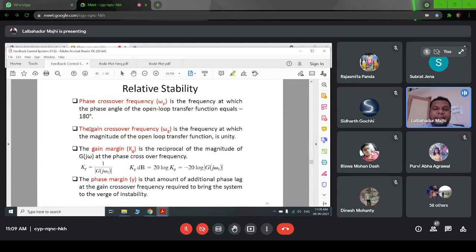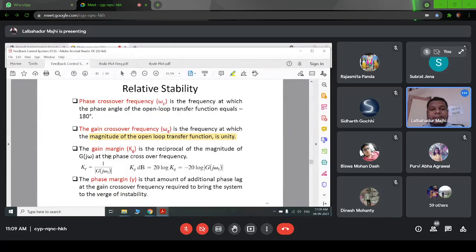The next term is the gain crossover frequency. It is the frequency at which the magnitude of the open loop transfer function is 1 or unity. So the phase crossover frequency is where the phase angle of the open loop transfer function is minus 180, and the gain crossover frequency is where the magnitude of the open loop transfer function is unity.